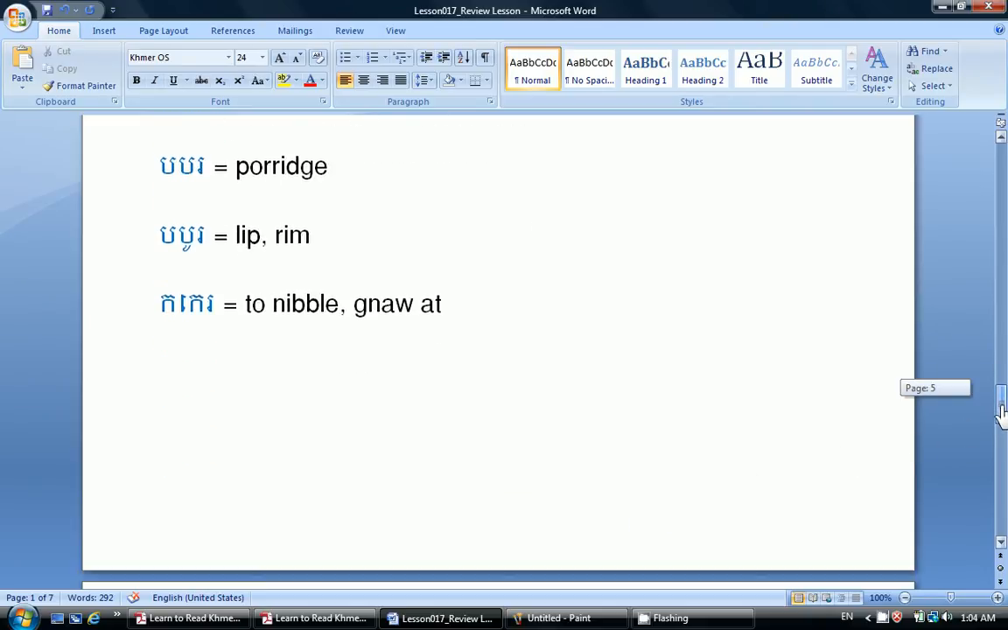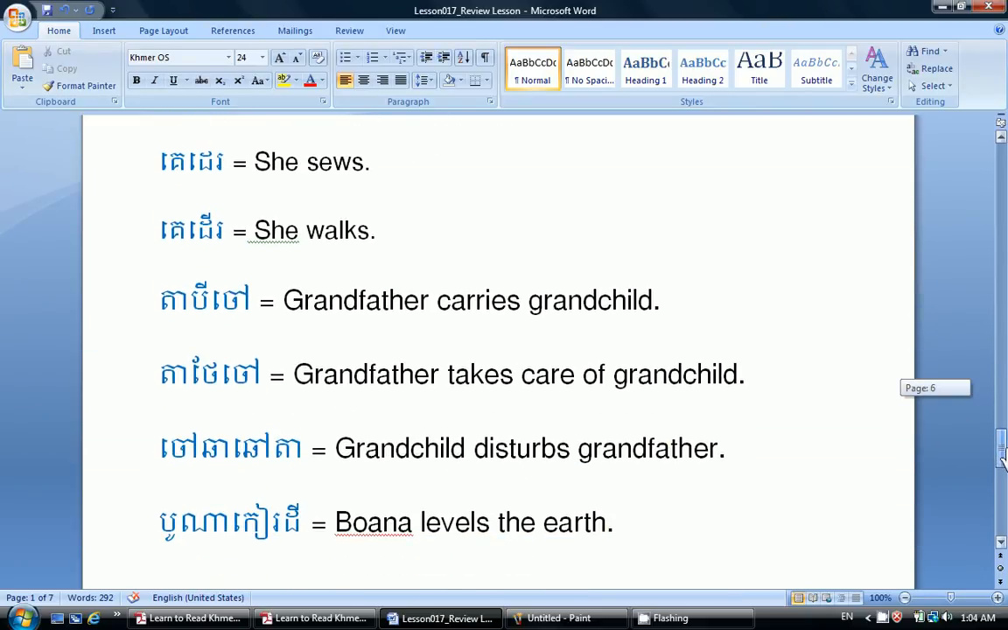Now let's look at the sentences. Kê đê, she sews. Kê đao, she walks. Ta bày cháu, grandfather carries grandchild. Ta thải cháu, grandfather takes care of grandchild. Cháu cha cháu ta, grandchild disturbs grandfather. Bồ ná kia đầy, bồ ná levels the earth. In this case, bồ ná is the name of a boy.